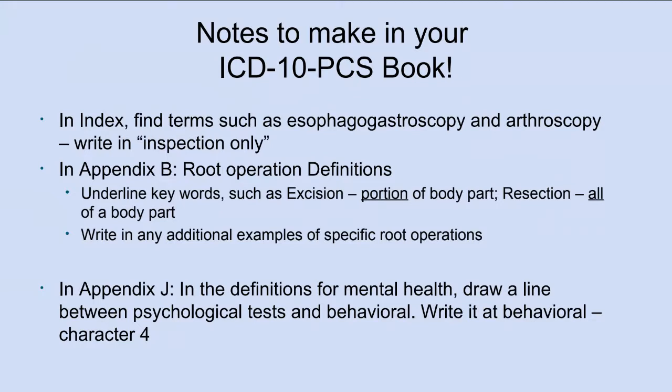In Appendix J, in the definitions for mental health, if your book is like mine and that heading is missing, draw a line between psychological tests and behavioral. And at behavioral, write in character 4. The ones above that are for character 3. The ones below that are for character 4.